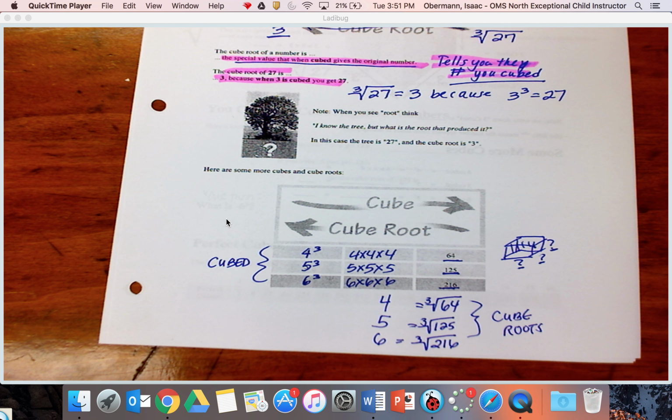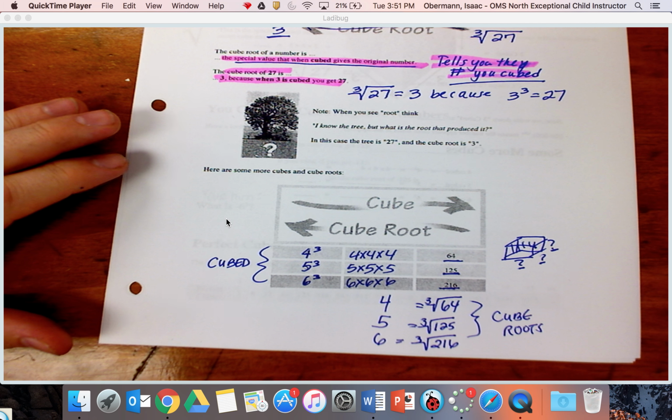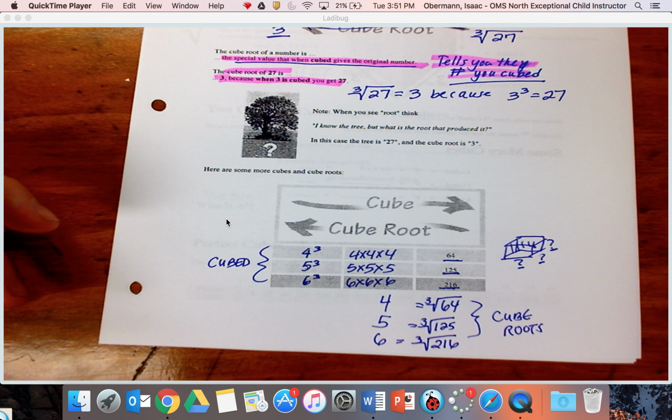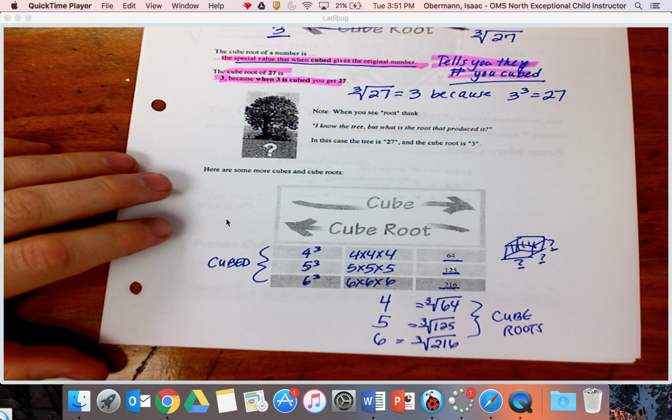I can figure out one thing if I know one part of it, and if I know the volume, I can figure out the length of the other side. Okay, so that's basically how a cube root works. It's just like a square root, but instead you're using 3 numbers instead of 2. That's what makes it just a little bit harder in this case.